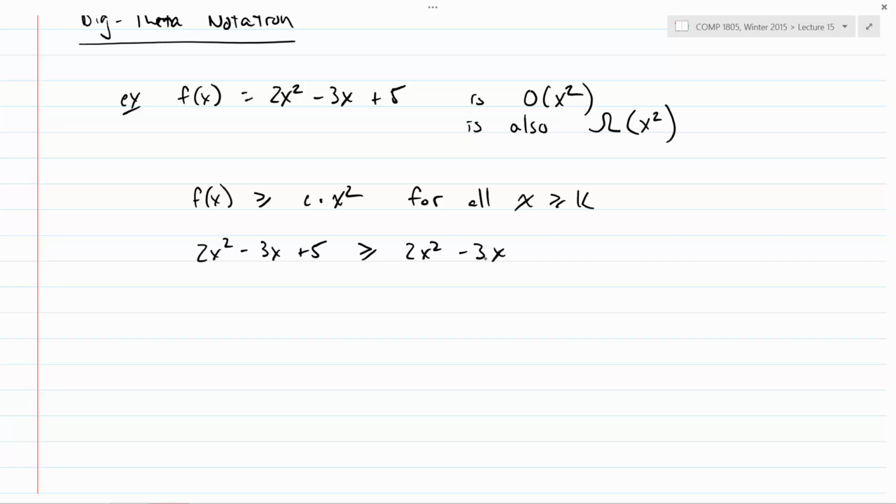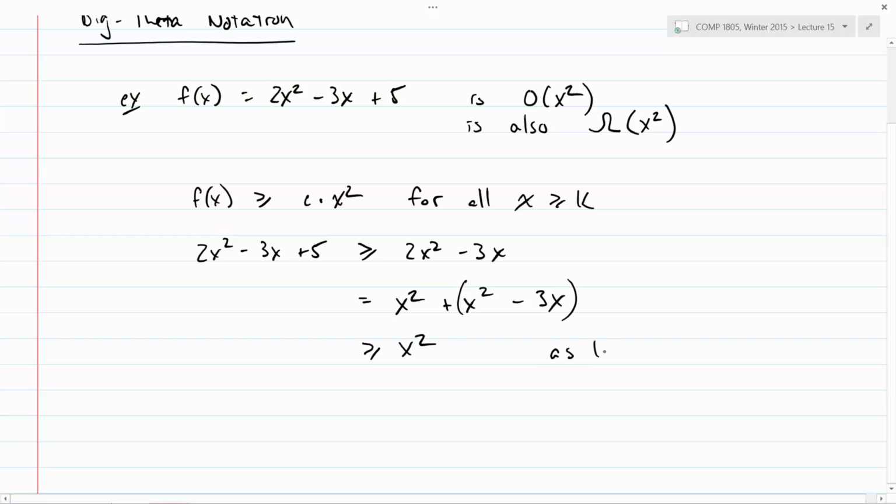So what can I do with this now? What trick do I do when I have a negative? So when you have a negative, you turn it into a positive, right? Just like in our day-to-day lives. So 2x squared is the same thing as x squared plus x squared, and I have that minus 3x, and I bracket it like this. And now that is definitely bigger than or equal to x squared, as long as x squared minus 3x is at least 0, right? As long as it's not actually a negative in disguise. All right, so I know that my c is going to be 1.